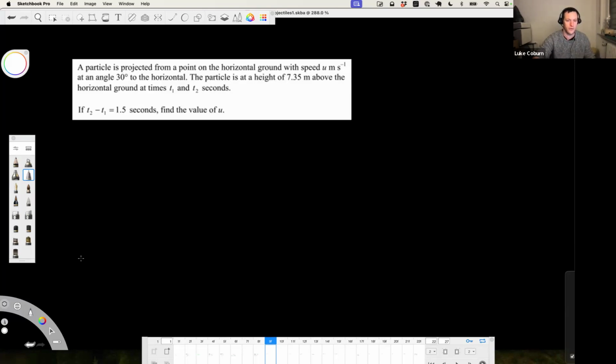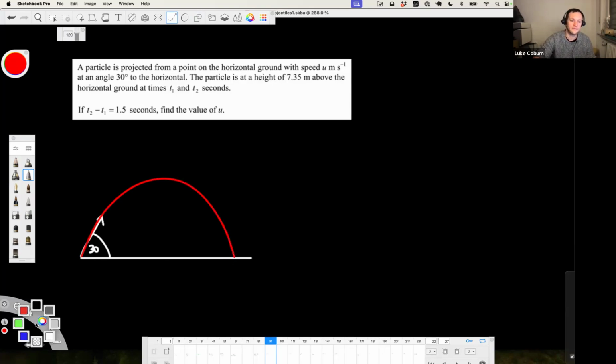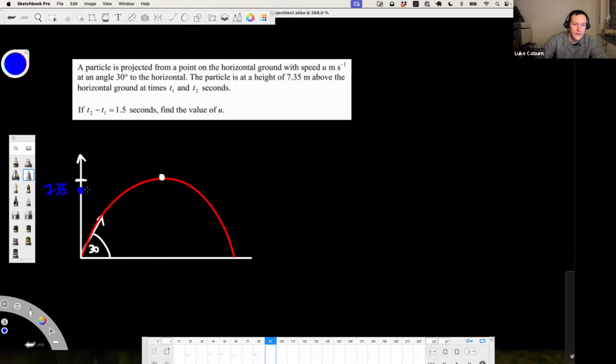So let me start to draw things. We have the particle being projected at an angle. This is supposed to be 30 degrees. It's obviously too big, but okay, it then takes this trajectory. And then we have our height. Now let's say that's our maximum height here. We don't know what it is. And what they're saying is that there's another height here, 7.35. And this is T1 here. And this is T2 here.